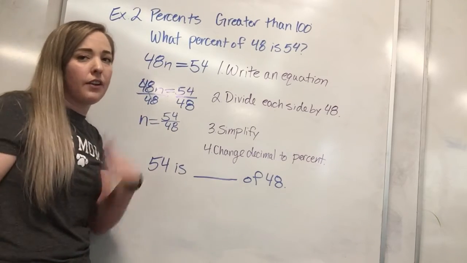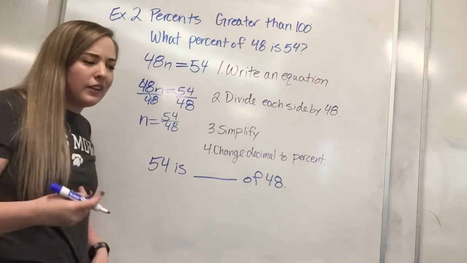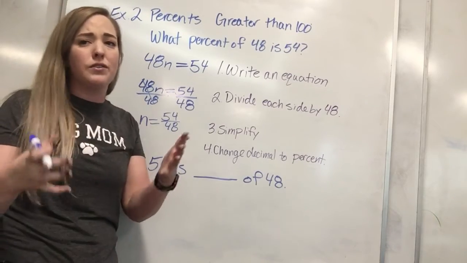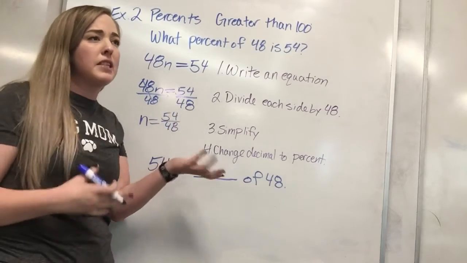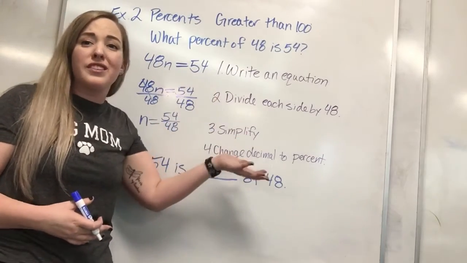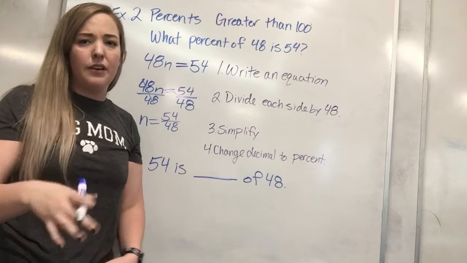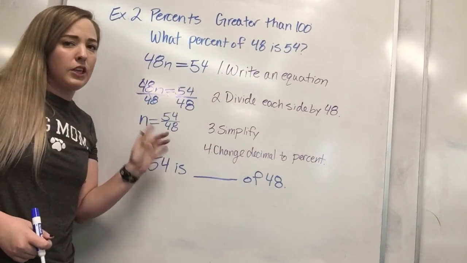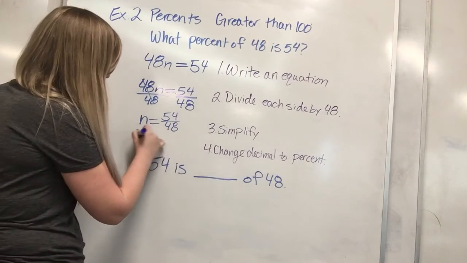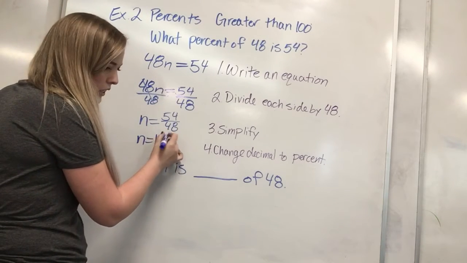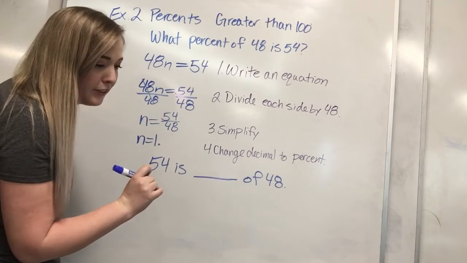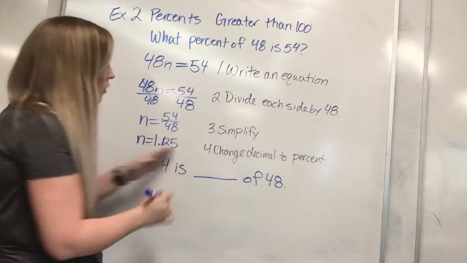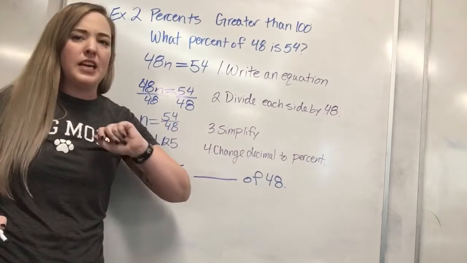Again, you can plug this into your calculator. You can do it by hand. If you have a calculator, I encourage you to use it just to save some time. I'm not testing you on how well you divide or multiply; I'm testing you on how well you know the steps. So go use a calculator, all right? When you divide 54 by 48, you should get n equals 1.125.